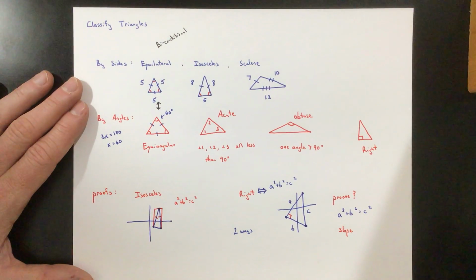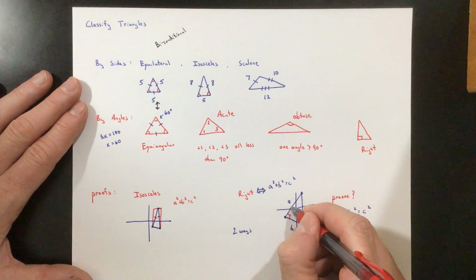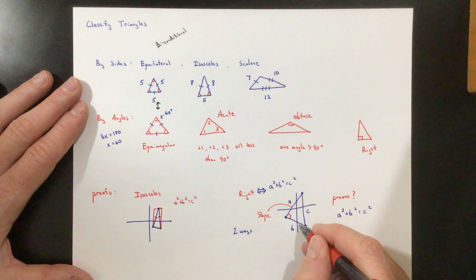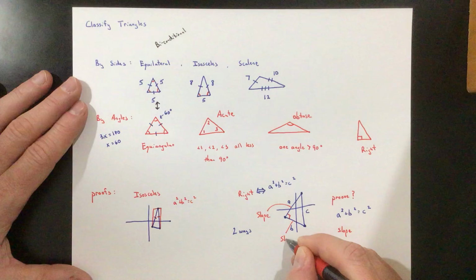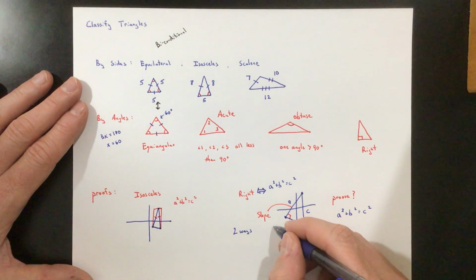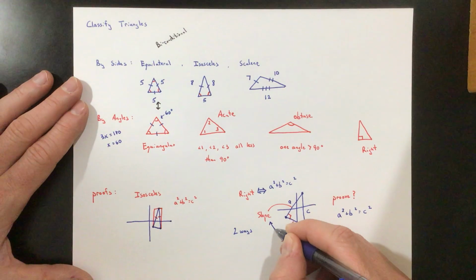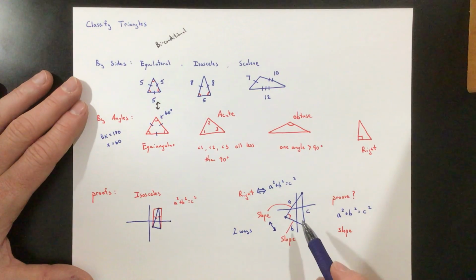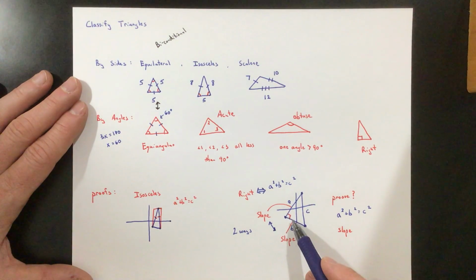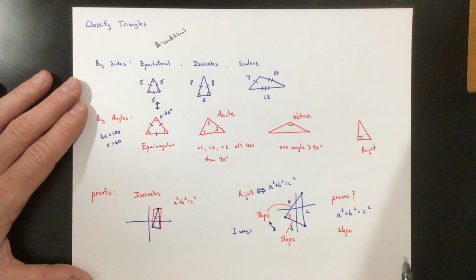Okay, so how do you show that? Well, find that slope and find this guy's slope. We know how to find slope, and compare. Okay, how do these slopes have to be related? Well, if you want that to be a right angle, you need those two lines to be perpendicular. Those lines are only perpendicular if their slopes are opposite reciprocals.